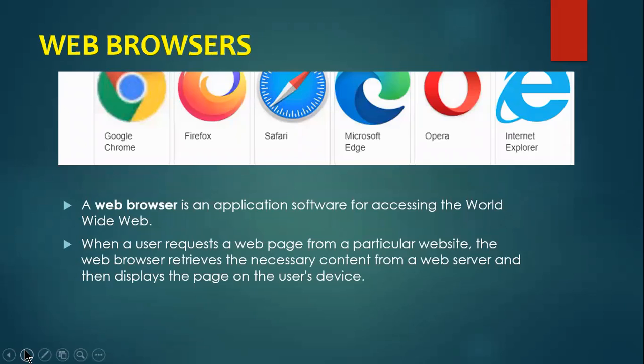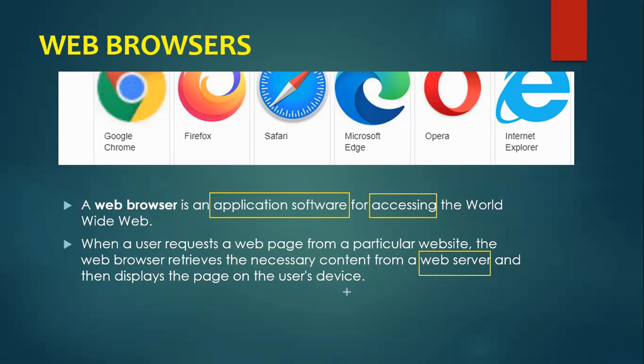So now let us come to web browsers. We have various web browsers, and the most commonly used browsers are Google Chrome, Mozilla Firefox, Safari, etc. So a web browser is an application software, or in short, it is an app, right? It is an application software for accessing the World Wide Web. When a user requests a web page from a particular website, the web browser retrieves the necessary content from a web server and then displays the page on the user's device.